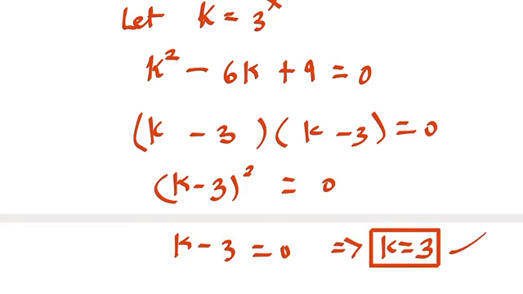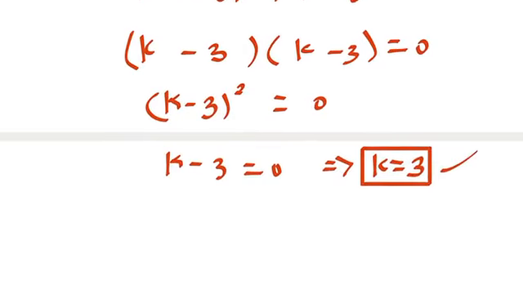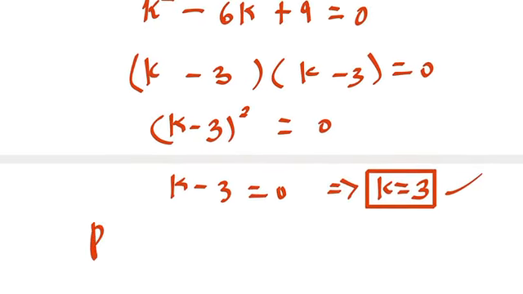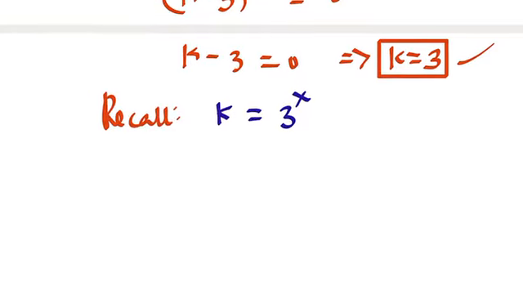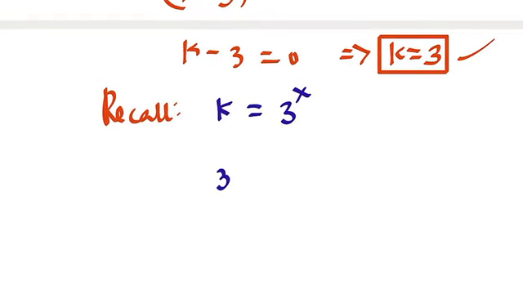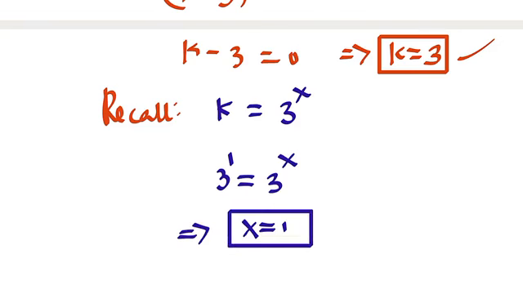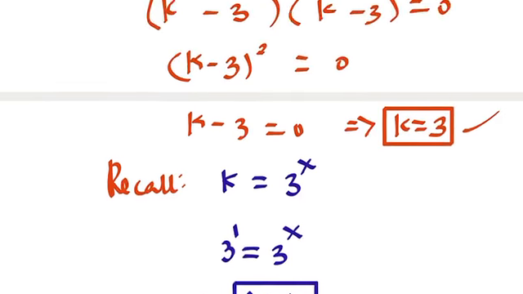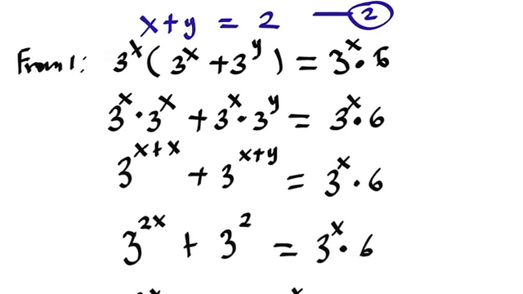But don't forget that the k that we have here is not what we are actually looking for. Our main variable is x. So therefore, you need to recall. Since we have k to be equals to 3 to the power of x, and we've already gotten k to be 3, we're going to have 3 equals 3 to the power of x. And this 3 is same thing as 3 raised to power 1. So automatically, this implies that x equals what? x equals 1.